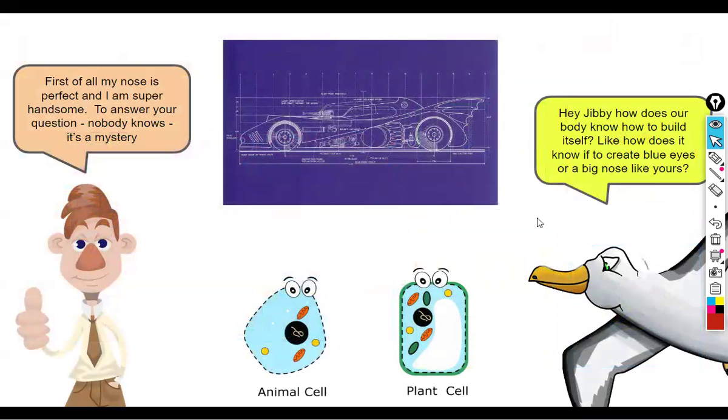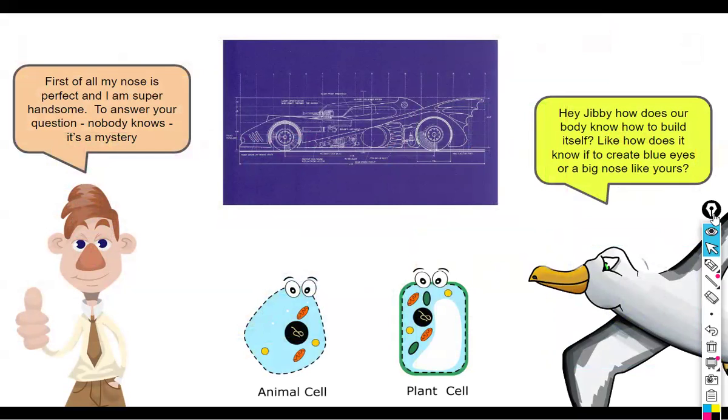All right, so let's see what's going on with the albatross here, but I think I explained this one already. Hey, Jimmy, how does our body know how to build itself? Like, how does it know to create blue eyes or a big nose like yours? First of all, my nose is perfect, says Jimmy, and I am super handsome. I answered, to answer your question, nobody knows. It's a mystery. All right, so Jimmy is talking nonsense again.